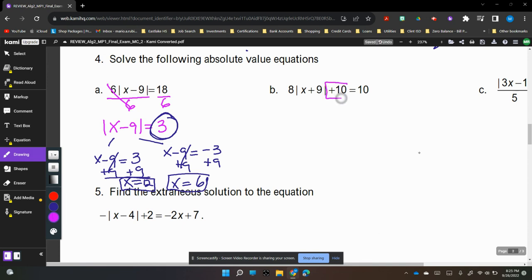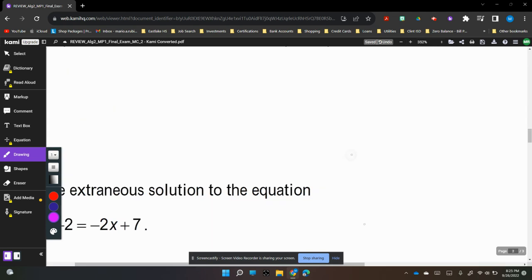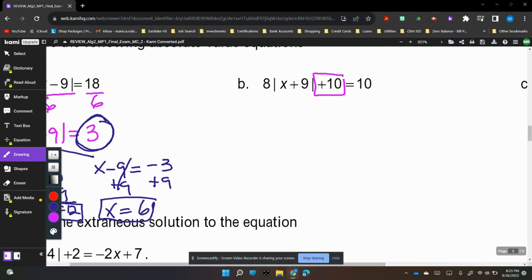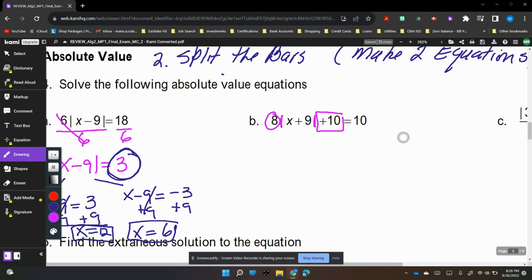Take a look at this one. So I've got three parts. I'm adding 10. I've got the absolute value, and then I'm multiplying by 8. So what I need to do is do the easiest thing first, which is add or subtract. I'm going to write it right here as a side note.